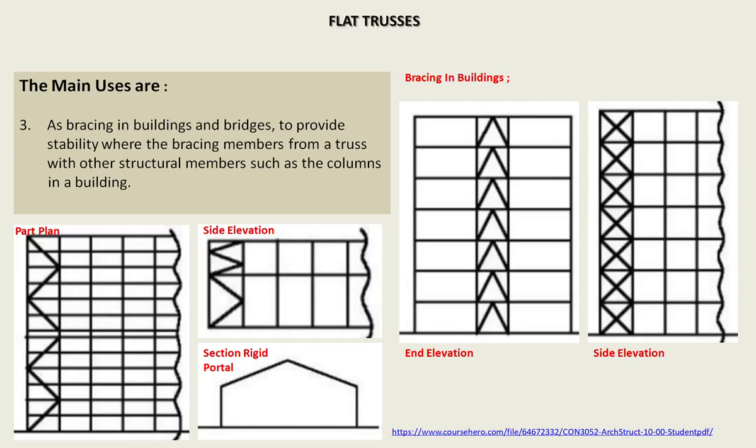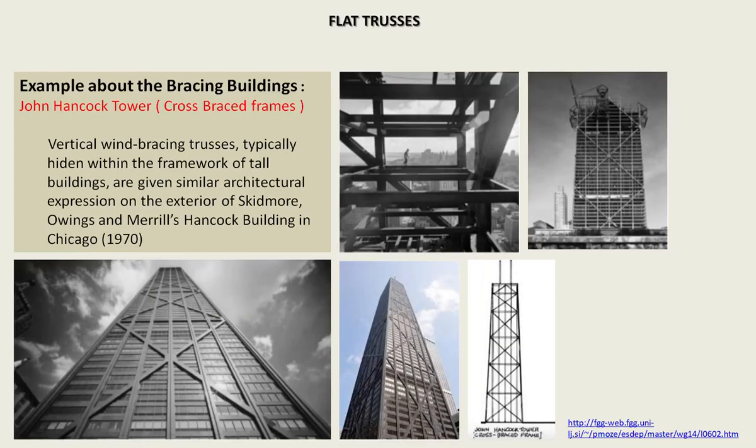The main uses are, the last one, as bracing in buildings and bridges to provide stability where the bracing members form a truss with other structural members such as the columns in a building. Example about the bracing buildings: John Hancock Tower. Vertical wind bracing trusses typically hidden within the framework of tall buildings are given similar architectural expression on the exterior. Skidmore, Owings and Merrill's Hancock Building, Chicago.